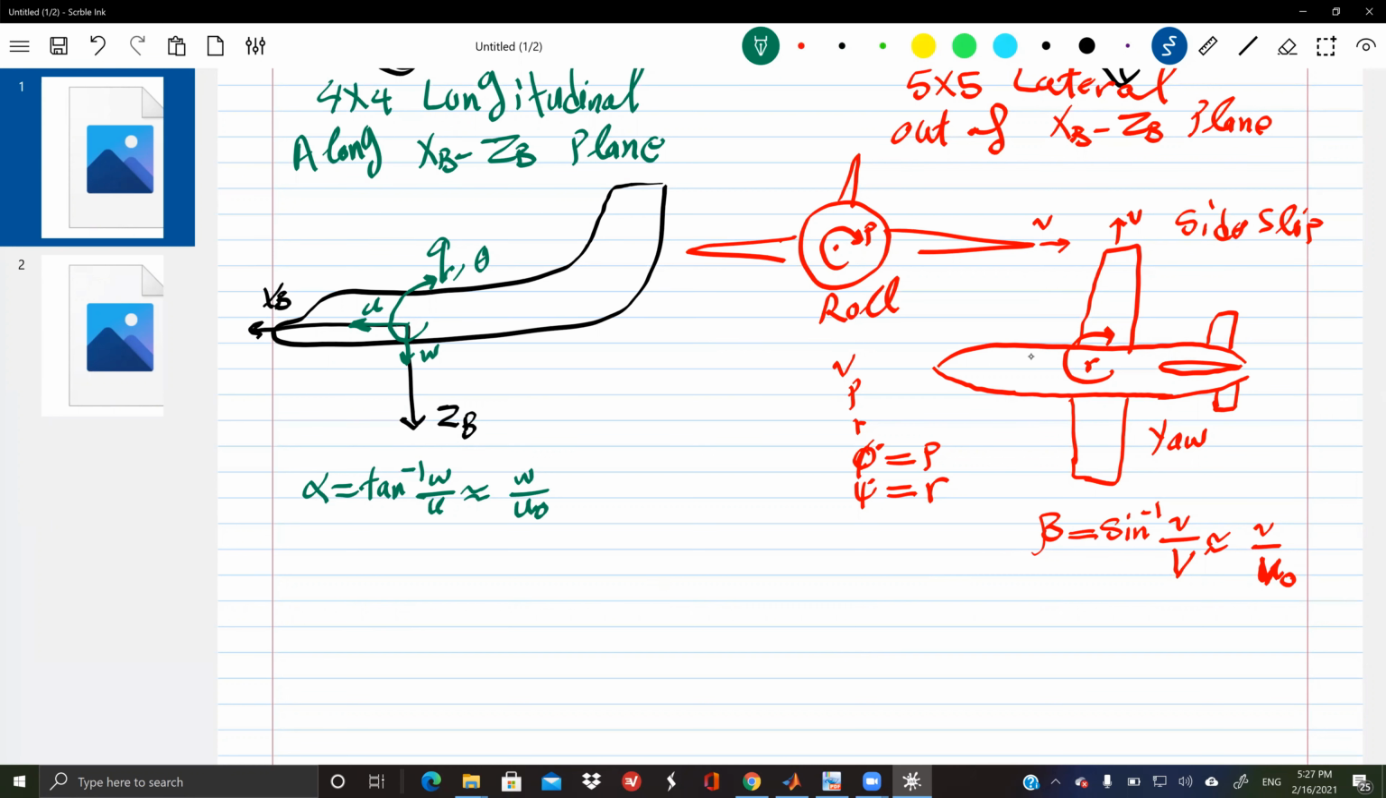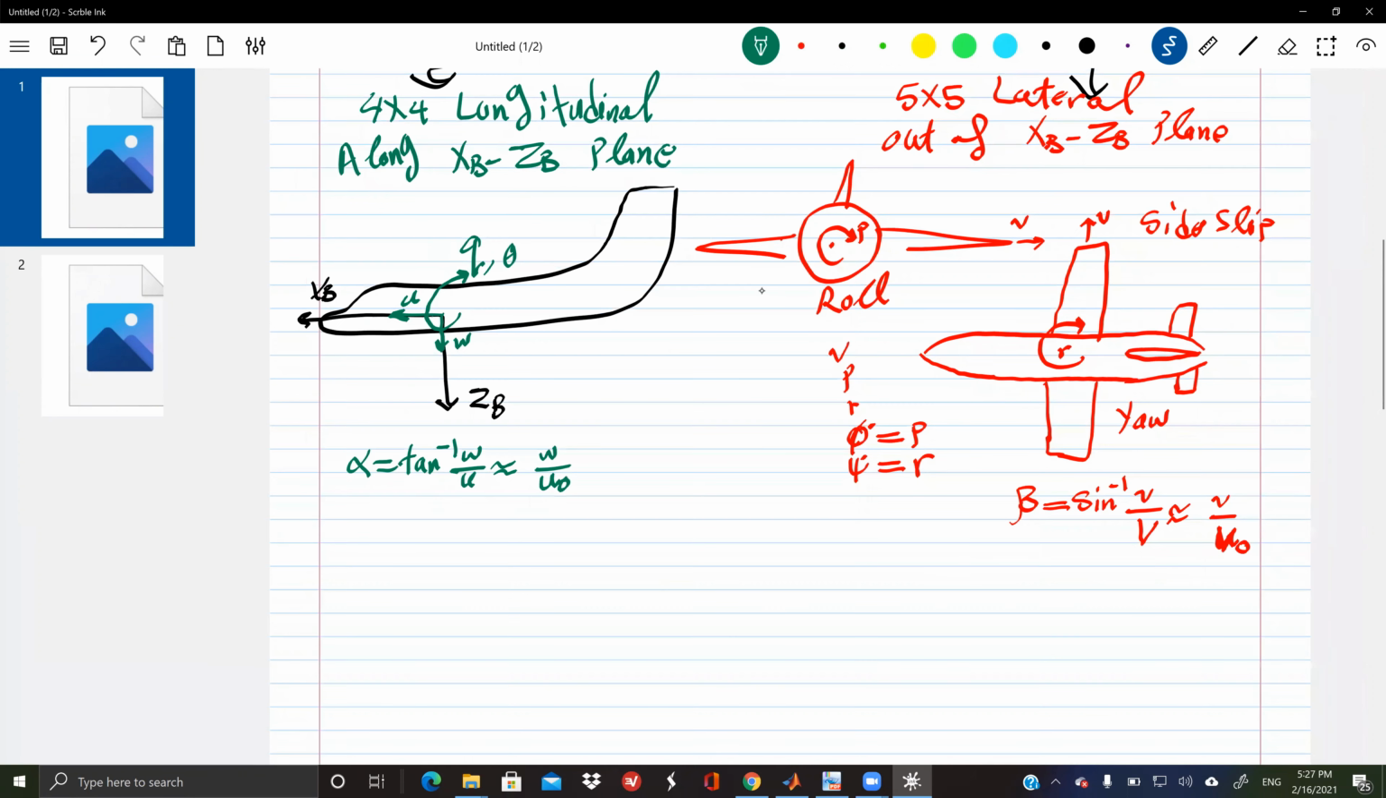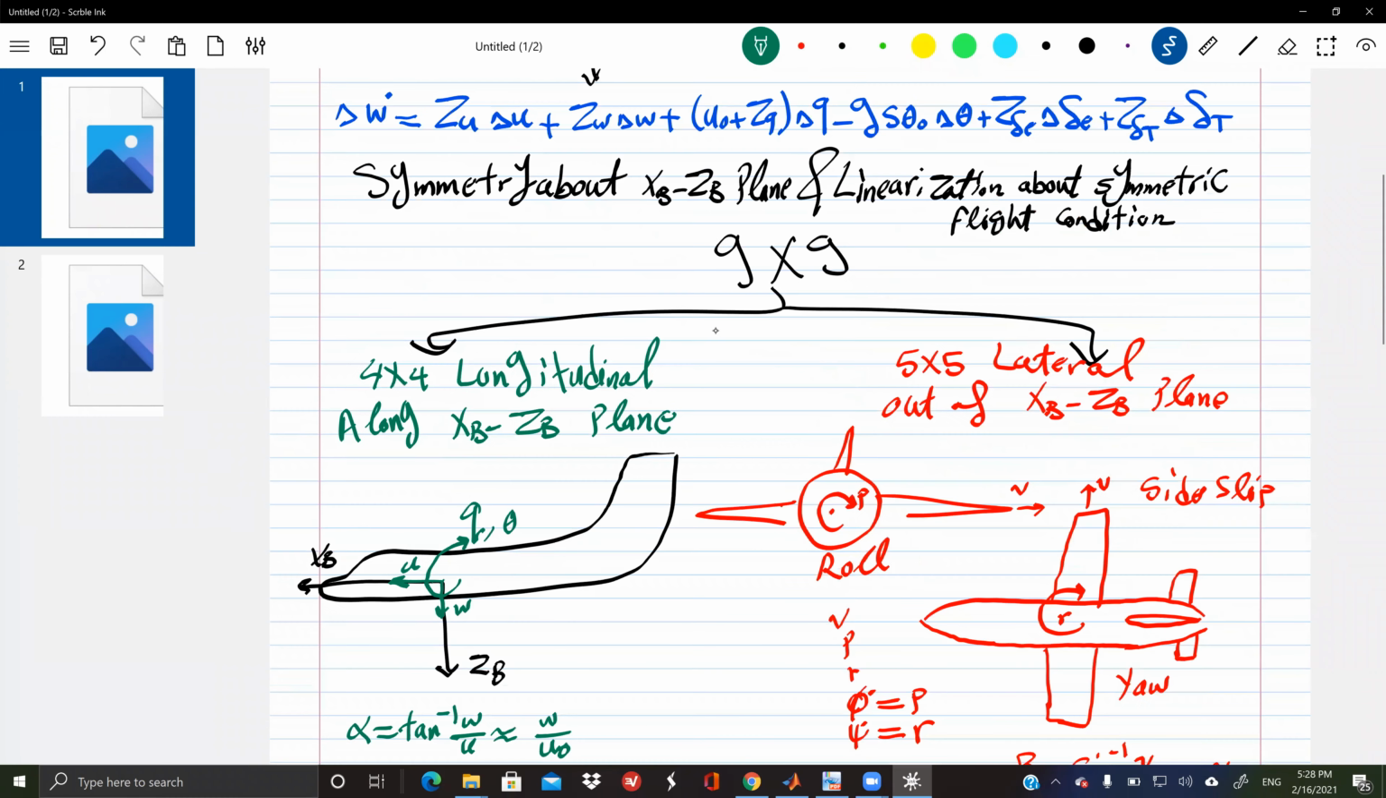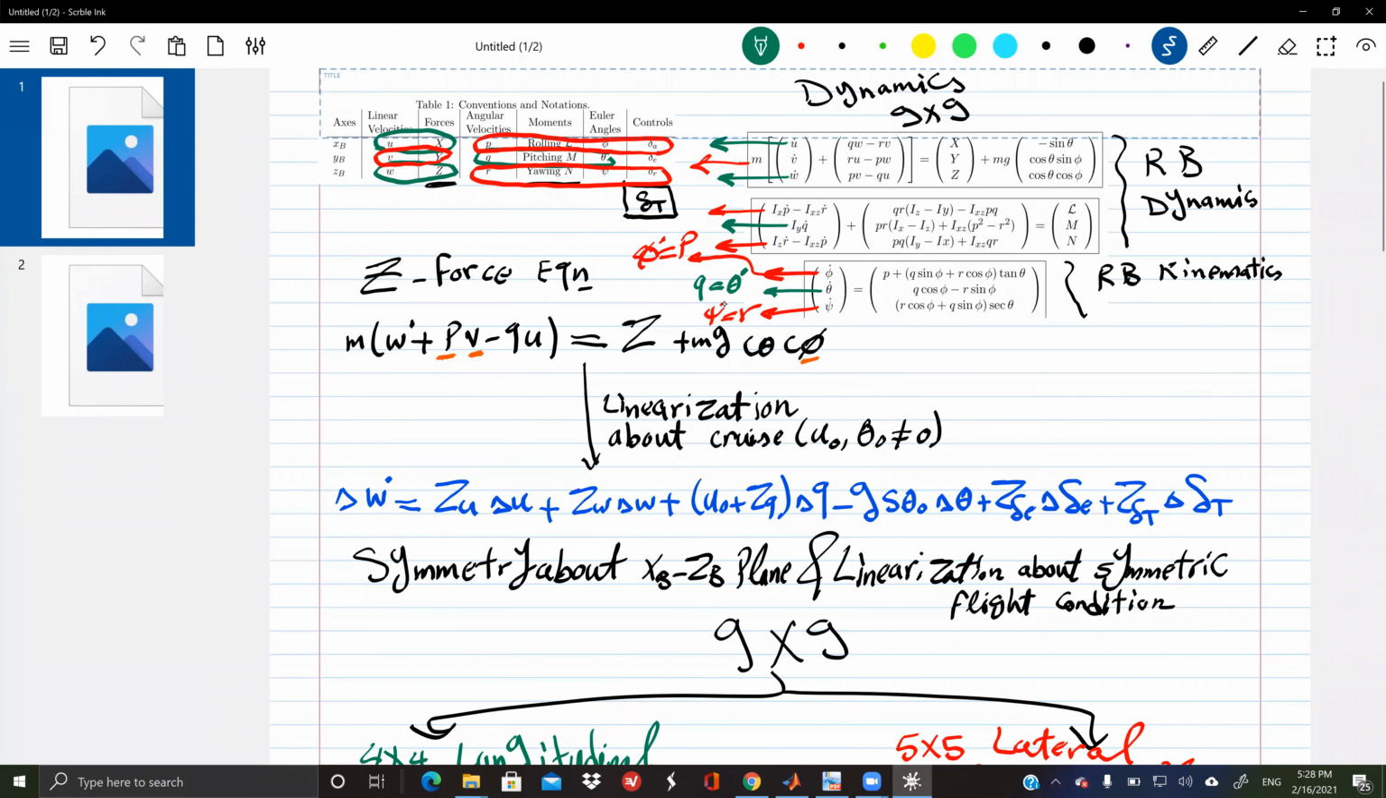More questions about this picture? Professor, I noticed that you didn't highlight in the rubric the thrust control for either longitudinal or lateral. That's a very good question.